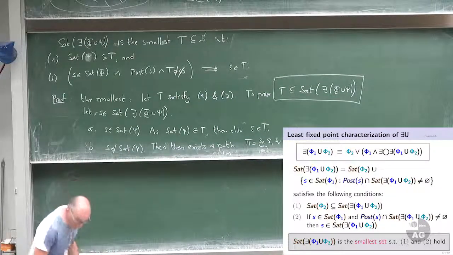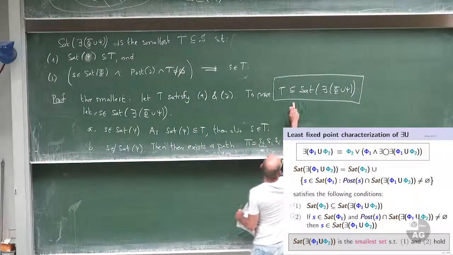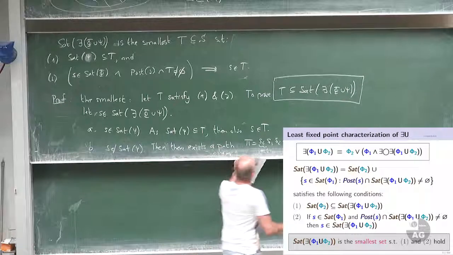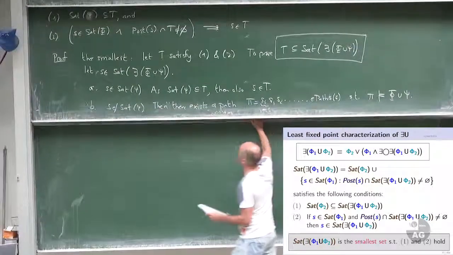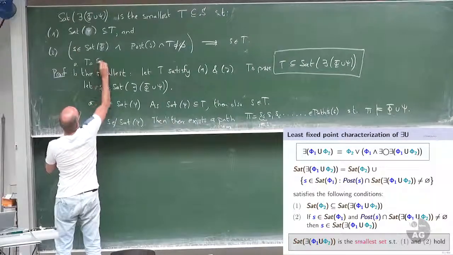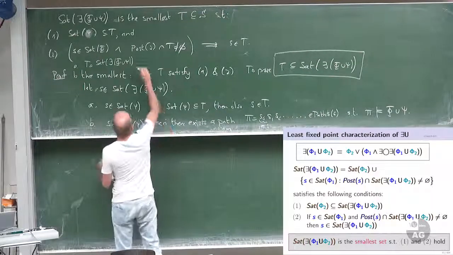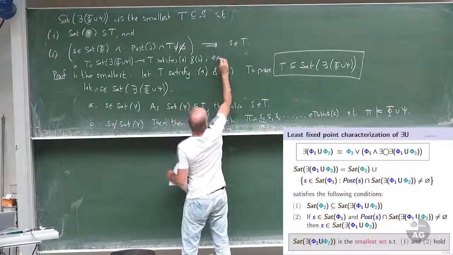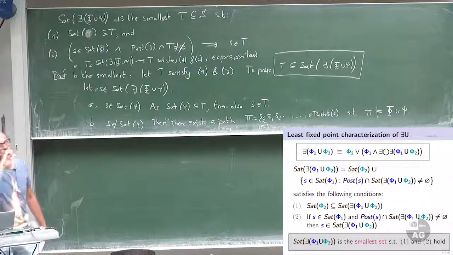I want to prove that T is the smallest thing, right? And this is what I want to prove. Yeah, maybe I was a bit quick. This is part B. Part A is that you say T is the Sat of existential phi until psi, and then you have to show that T satisfies 1 and 2. And this follows from the expansion law. That's the part I skipped. And now I want to show that if I have such a T, it's the smallest one.